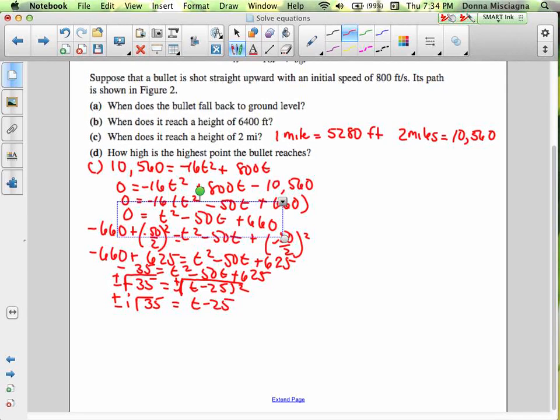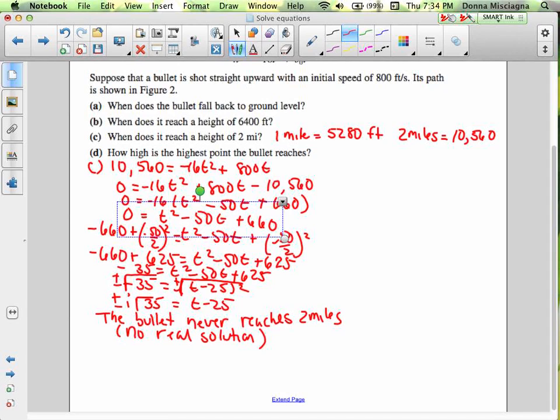So what does that mean in terms of this word problem? Let's think about the bullet. How far is that bullet going to go? Is it going to go 2 miles? No. The bullet never reaches 2 miles, and we know that because there's no real solution.